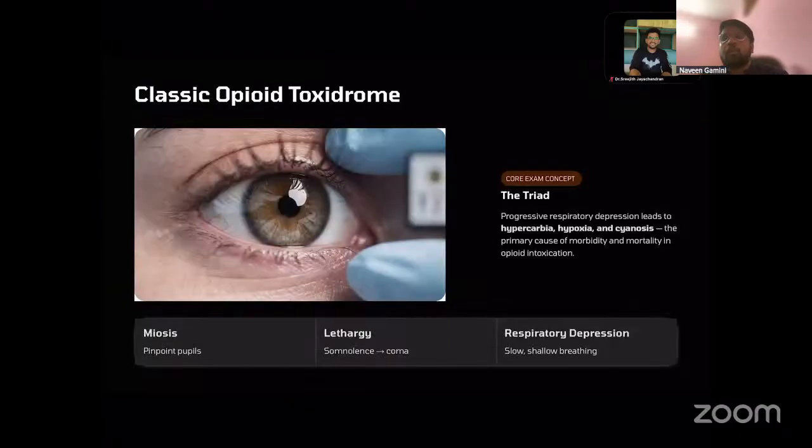Next, let's talk about the opioid toxidrome. What is a classic opioid toxidrome? As everyone knows, it's a triad. The triad consists of miosis, which is the pinpoint pupils, and lethargy in the patients. The patient will be somnolent, ranging from somnolence to coma. And also the patient will have respiratory depression, which clinically shows as slow and shallow breathing. This progressive respiratory depression will lead to hypercarbia, hypoxia, and cyanosis. This is the primary cause of morbidity and mortality in opioid intoxication.